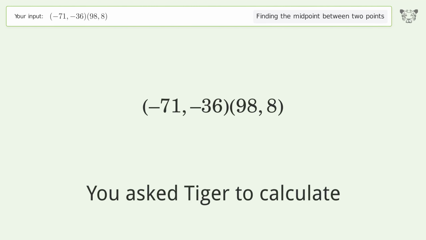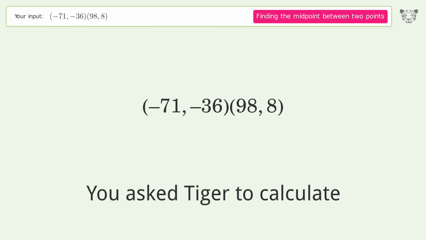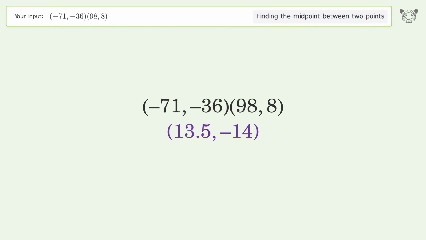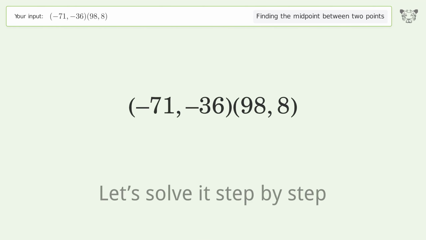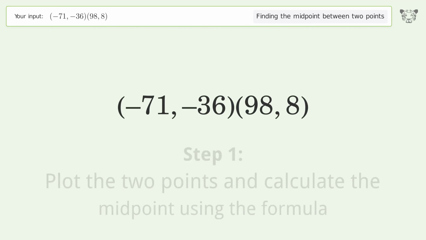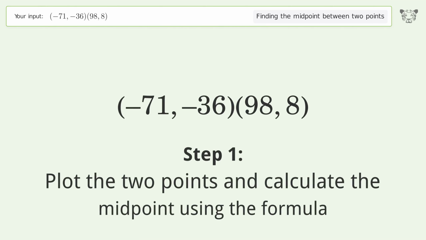You ask Tiger to calculate. This deals with finding the midpoint between 2 points. The midpoint between the 2 points is 13.5, -14. Let's solve it step by step. Plot the 2 points and calculate the midpoint using the formula.